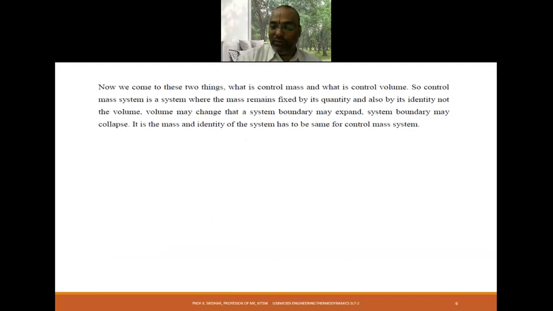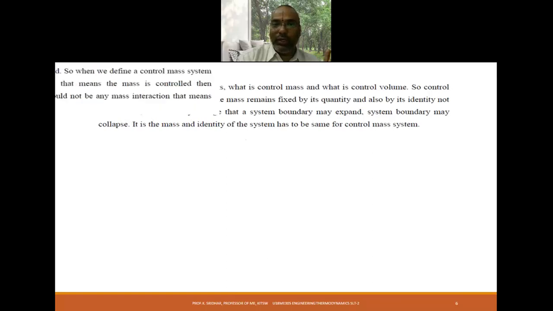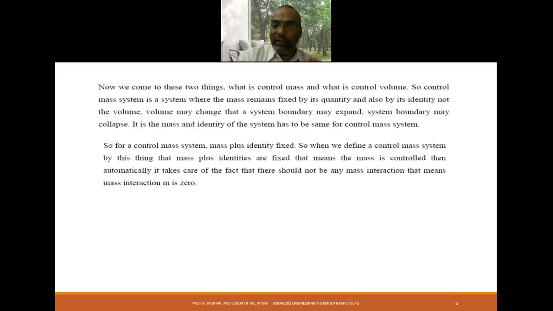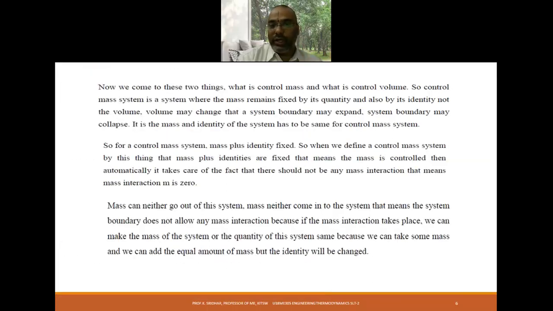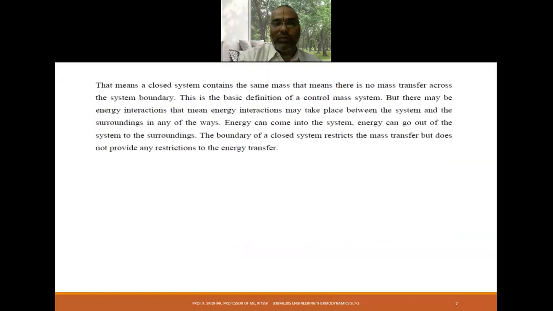But the control mass is subdivided into the closed system and the isolated system. In the closed system, there is no mass transfer, only energy transfer is taking place. In the isolated system, neither mass transfer nor energy transfer is taking place. There is no interaction between the system and surroundings, and that is known as the isolated system. Like that, we can differentiate the control volume approach and the control mass approach.